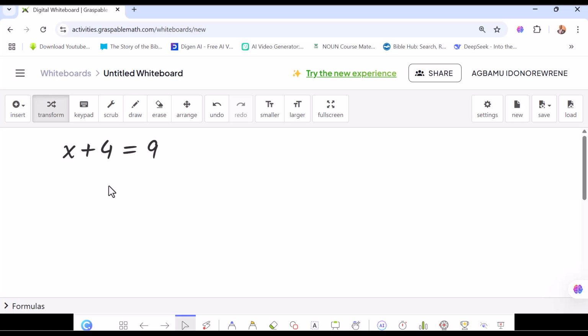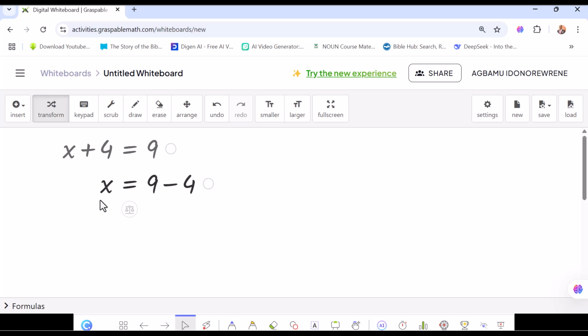Now remember what I said, x must stand alone. And what does that mean? 4 is leaving this place to this side. So if you click on 4, you see the color will change. You see it's now blue. As you drag it across to this side, if I release my hand from my keyboard now, you see that positive 4 will turn to negative. You see it has turned to negative. That is all.